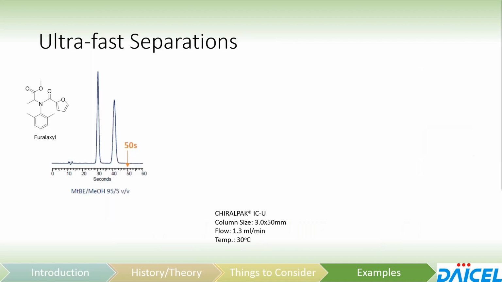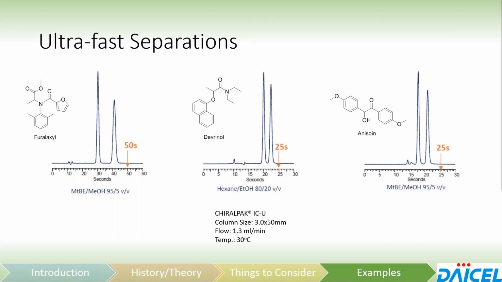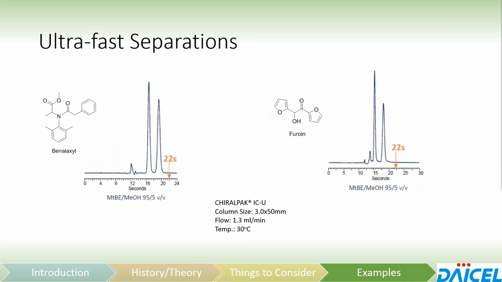The new trend these days is ultra fast separations, which can certainly be achieved on sub 2 micron as well. Here's a couple of examples of some pesticides. This is furalaxol on ICU, less than 50 seconds. Devranol, less than 25, and anisoin, less than 25 as well. Benzylaxol and furoin, less than 25 seconds.